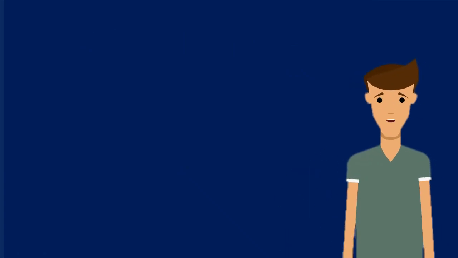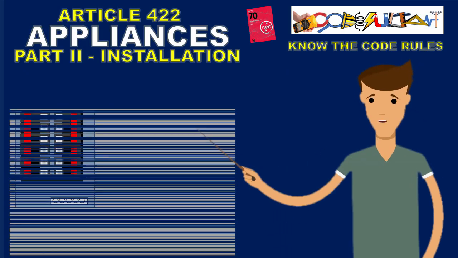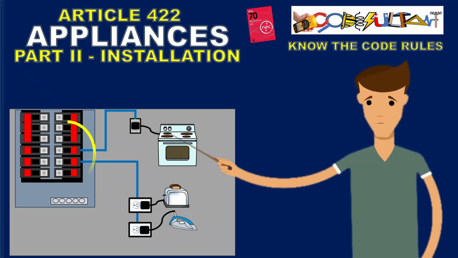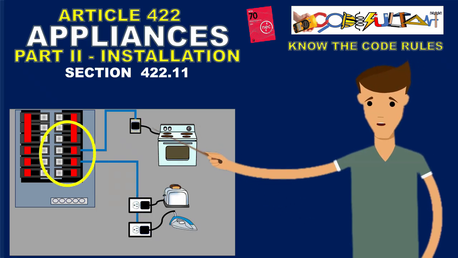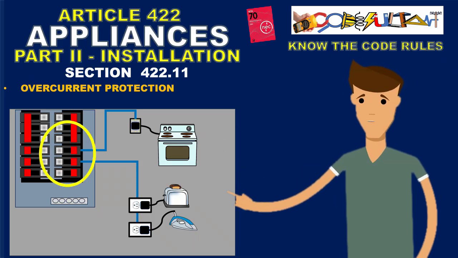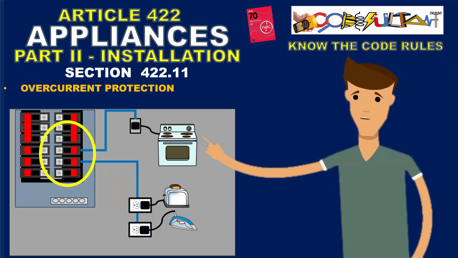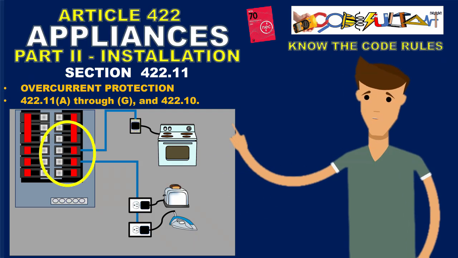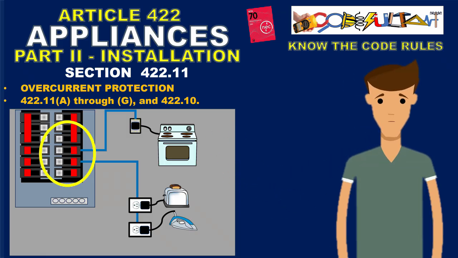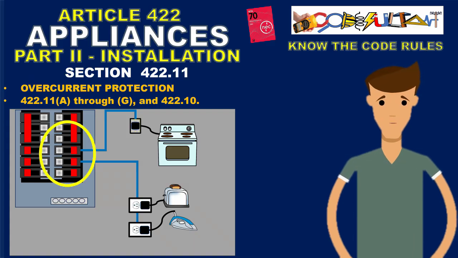Hello everyone. Continuing with part 2 of Article 422, we will discuss the rules for branch circuit protection of appliances under Section 422.11. In this section, we will learn how to safeguard appliances against overcurrent, as outlined in subsections 422.11 A through G and 422.10. Without further ado, let's dive into this important topic.